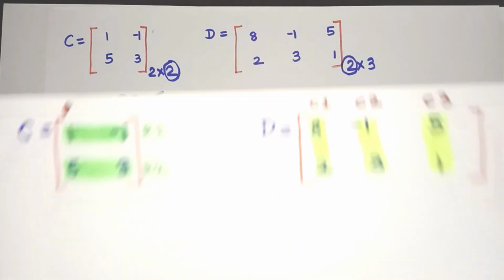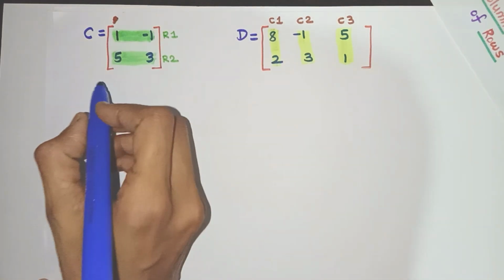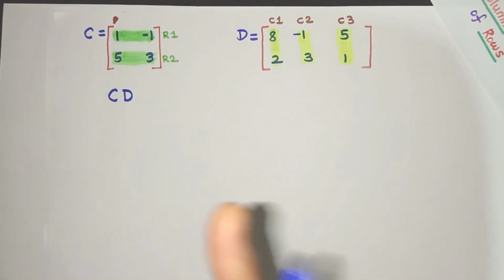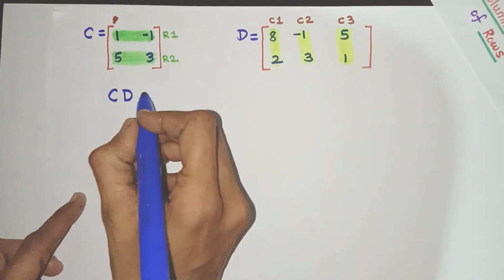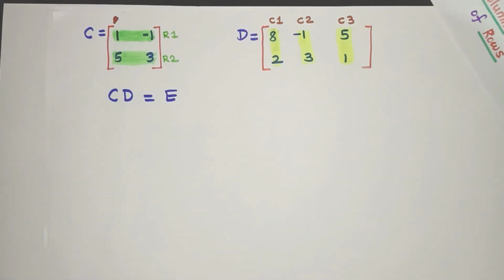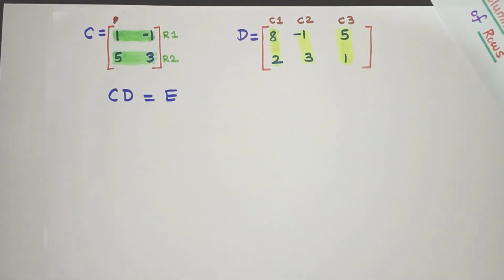Now friends, here I have just rewritten the same matrices C and D. Okay. Now friends, we have to find the product of C and D. So what will be the multiplication of two matrices? Yes, definitely it is going to be another matrix. So let this matrix, I will call it E. First, we need to find out what the order of this matrix will be, friends. Okay. Now, how to find the order of the product matrix?